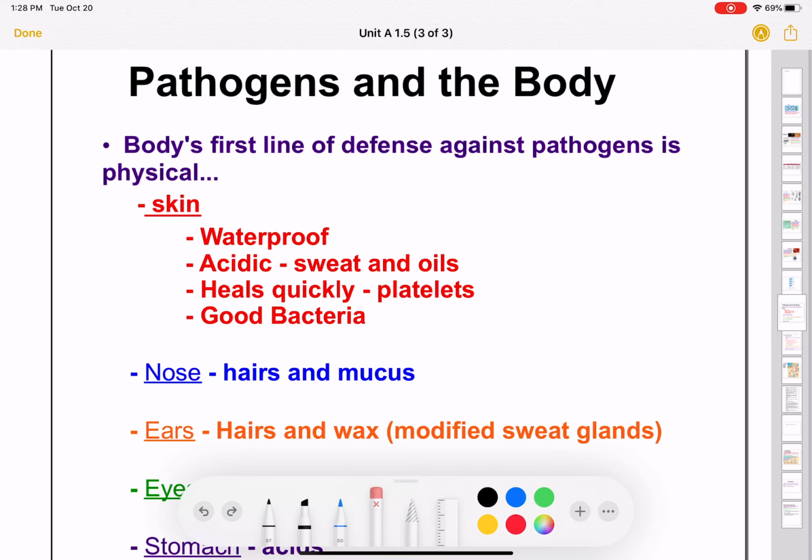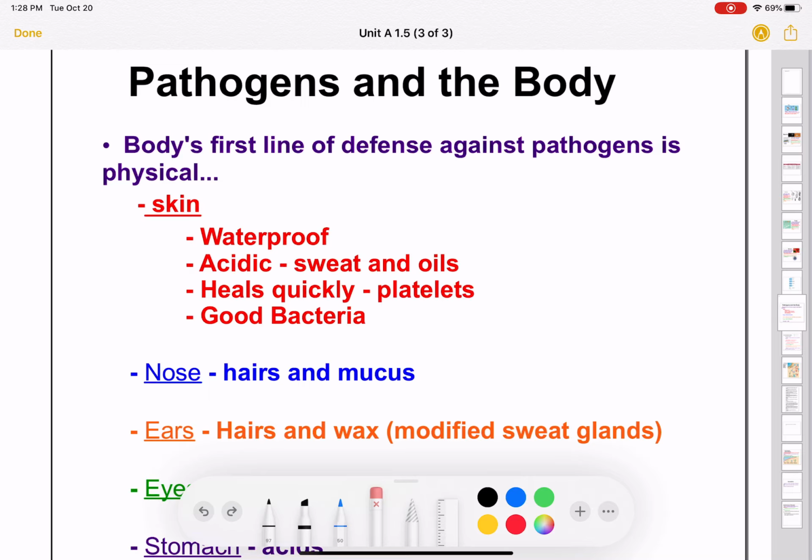As far as pathogens in our body, our body's first line of defense against pathogens is a physical barrier. Our skin is a huge barrier to protect us from pathogens. When COVID was a big thing, people were all wearing gloves. I think people thought their skin wasn't going to protect them from the coronavirus, but the viruses need to be able to get into your membranes.